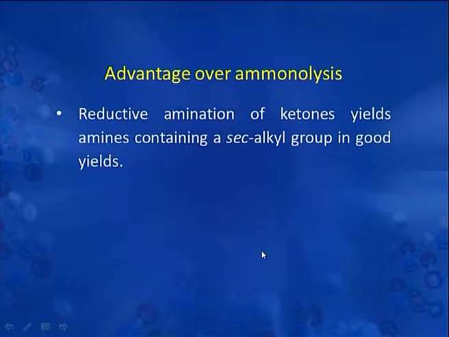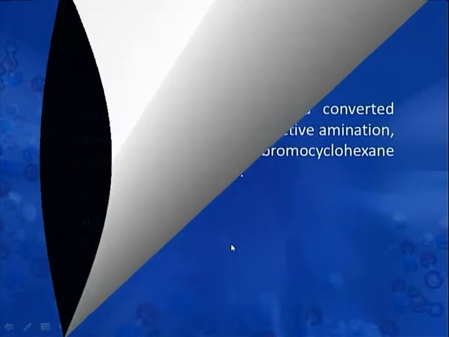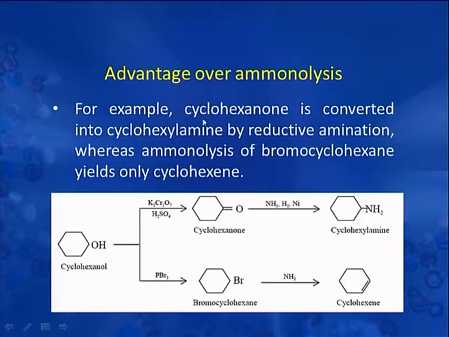The advantage of reductive amination over ammonolysis is that the reductive amination of a ketone yields an amine containing a secondary alkyl group in good yield. Such amines are difficult to obtain by ammonolysis because of the tendency of secondary alkyl halide to undergo elimination. For example, here you can see cyclohexanone is converted into cyclohexylamine, a primary amine, whereas via ammonolysis we are not able to produce the amine.